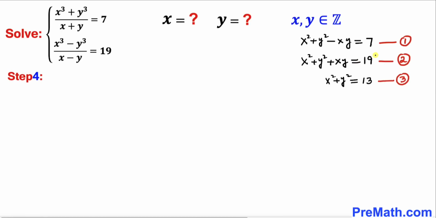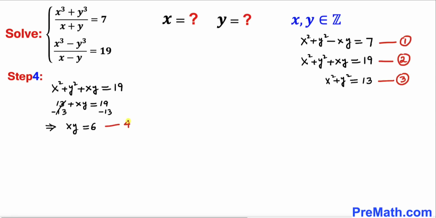And now let's focus on equation 2. Here I have copied it down, and we know that our x² + y² value is 13, so I'm going to replace it by 13. Therefore we get 13 + xy = 19. Let's subtract 13 from both sides. This is gone, so our x times y value turns out to be 6. Let me call this equation number 4.